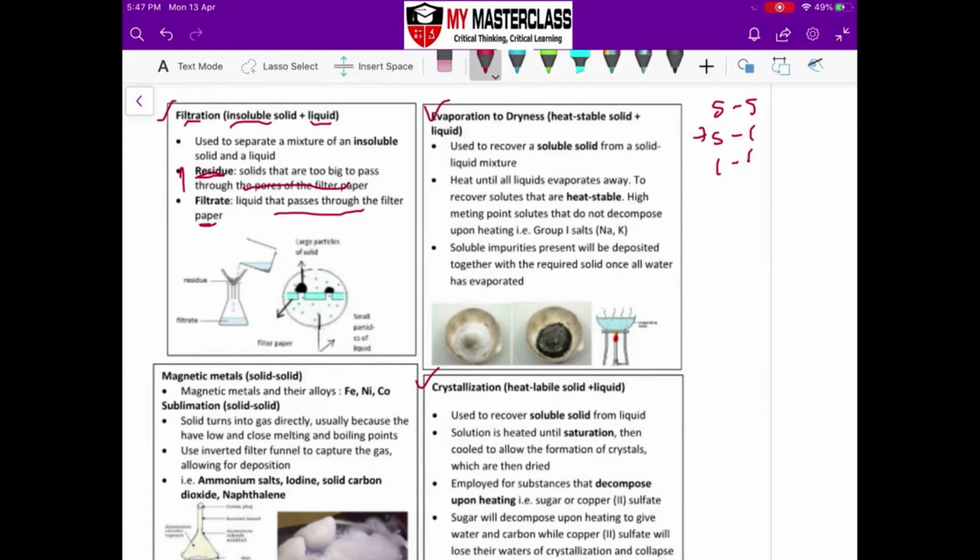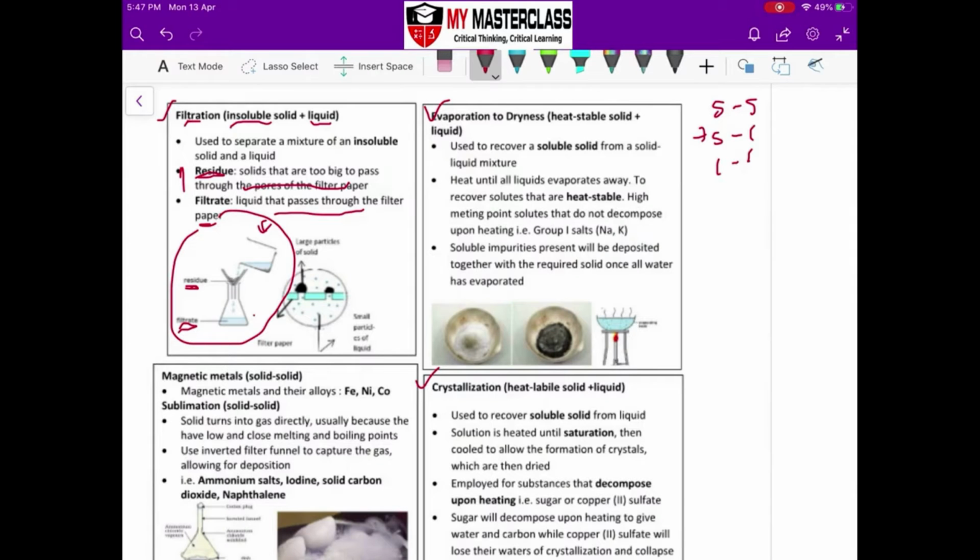Okay, picture wise, we must know how to draw. Over here, draw your filter funnel collected using a conical flask, and then you pour the mixture through the filter funnel. Be able to identify the insoluble solid that's trapped on the filter paper, which is called the residue, and the solvent that flows through, which will be the filtrate.